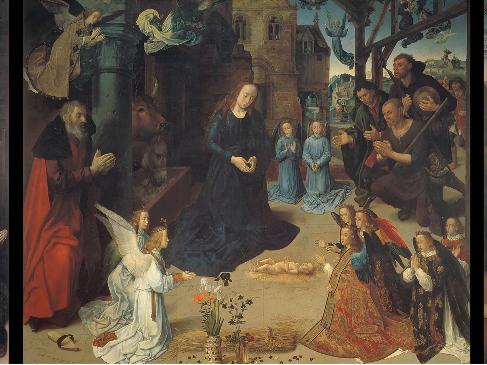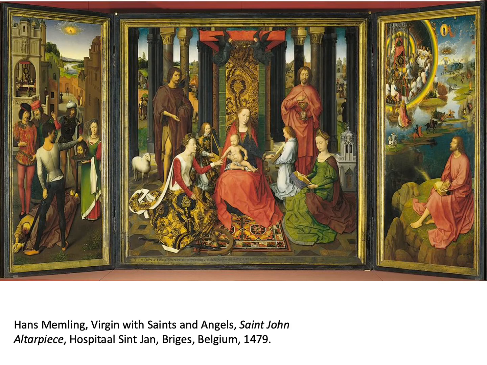When the altarpiece is open, it shows the. This work of art is by Hans Memling. It's the Virgin with Saints and Angels. It's the St. John altarpiece, and it went to a hospital in Belgium. I want you to look it up in your textbook and read about it. You can see the Northern European obsession with texture in it.